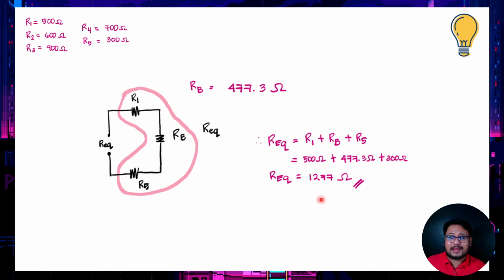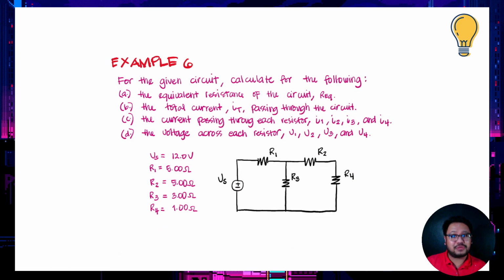So that's for example number 5. First, we open our circuit at our source. Next, in getting the equivalent resistance, we start from the farthest resistor from the open circuit. Let's now have example number 6. For the given circuit, calculate the following. A. The equivalent resistance of the circuit, REQ. B. The total current IT passing through the circuit. C. The current passing through each resistor, I1, I2, I3, I4.